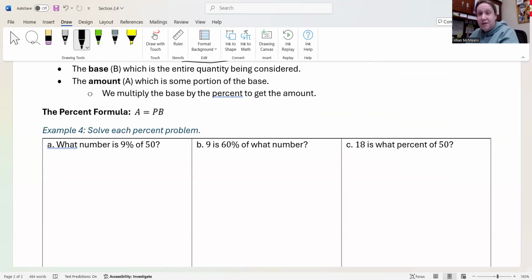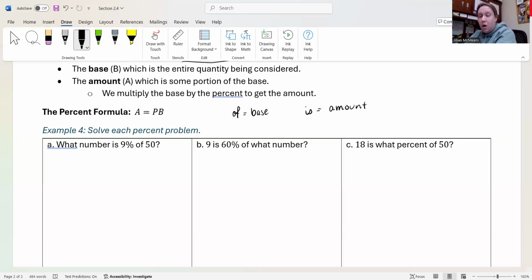This is not always going to be the case, but oftentimes when you're dealing with really basic problems like that, the word attached to "of" is the base. The word attached to "is" is the amount. Now, this is not tried and true. This is not set in stone. There could certainly be situations where this varies a bit, but you can kind of use this as a general guide.